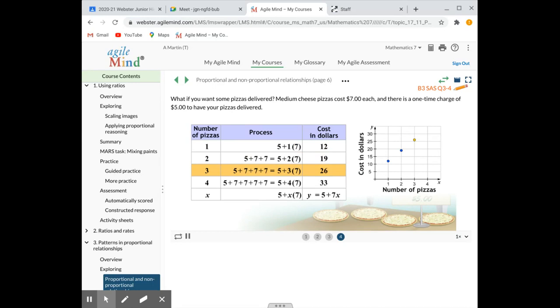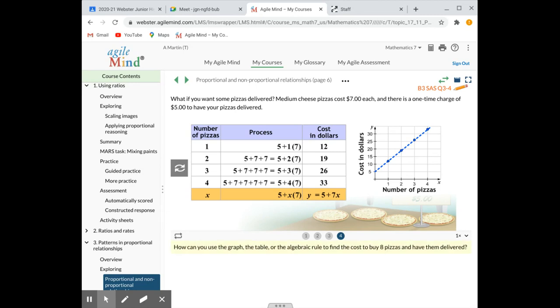All right, Isaiah, tell me what you notice about this graph. The graph that's on the right side. Oh, you mean the numbers of pizza and cost? The graph is going up however many times you buy a pizza. Okay. So if we're looking at this, are we able to tell if it's a proportional relationship or not? No. All right, so you're saying no, it's not a proportional relationship, or you're saying no, I can't tell? I can't tell.